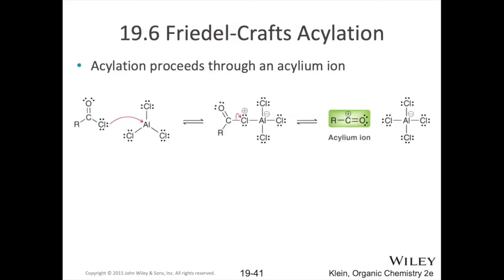Okay, so instead of going through a carbocation, we use what's called an acylium ion. So it's essentially your acyl group converted into a cation. So much in the same way, the aluminium center in your Lewis acid picks up your chlorine and forms this complex here. If you cleave that carbon-chlorine bond, of course, there's your acylium ion. And once again, you have that formal positive charge, which makes this a pretty good electrophile.